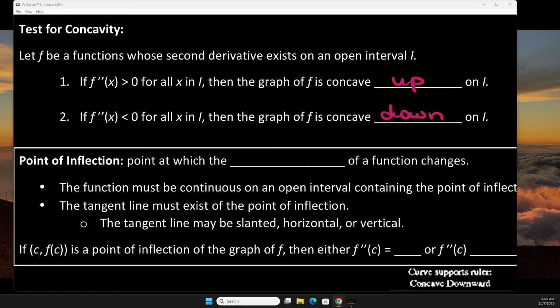Do you all remember what a point of inflection is? We talked about it last year, not a ton. It's where it changes from concave up to concave down, or vice versa. So it's a point at which the concavity of the function changes.